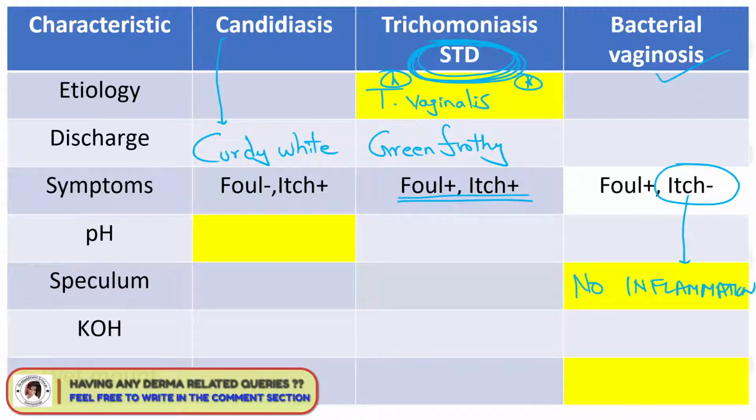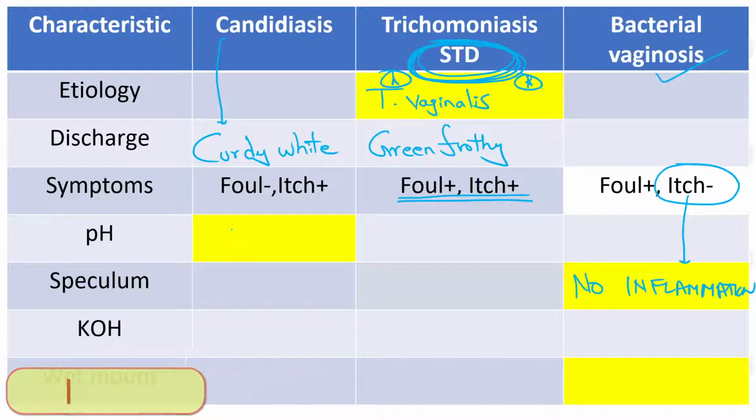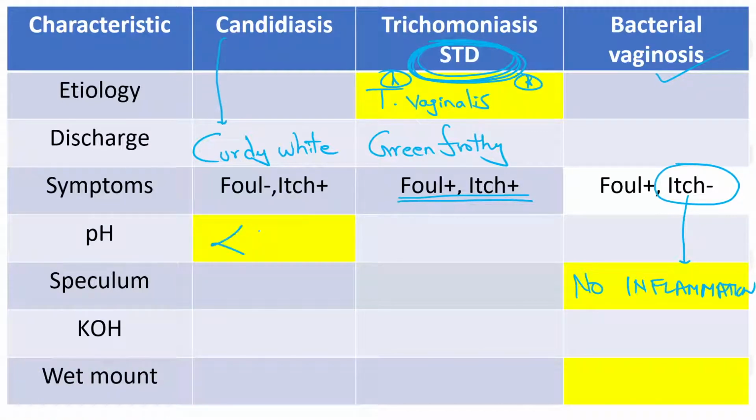Okay. And one more thing, you must remember that candidiasis is the only condition responsible for vaginal discharge which will have an acidic vaginal pH, that is less than 4.5, whereas both the others are going to have more than 4.5, that is alkaline pH. And per speculum in trichomonas, I hope all of you know strawberry cervix will be there.